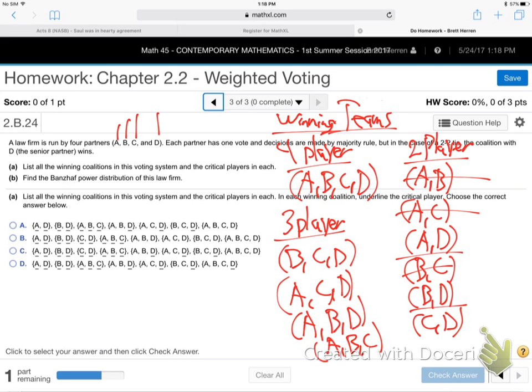Make sense? Mine says coalition with B and the junior partner loses, so I'm assuming if it has B, you just cross it out. Yeah, right, if it's a 2-player team. Only for the 2-player case, because the 3 players are still automatically majority.